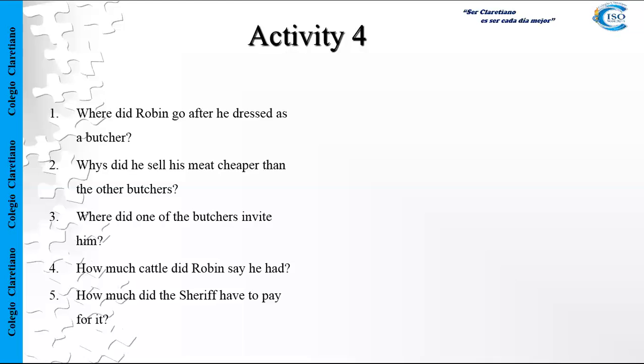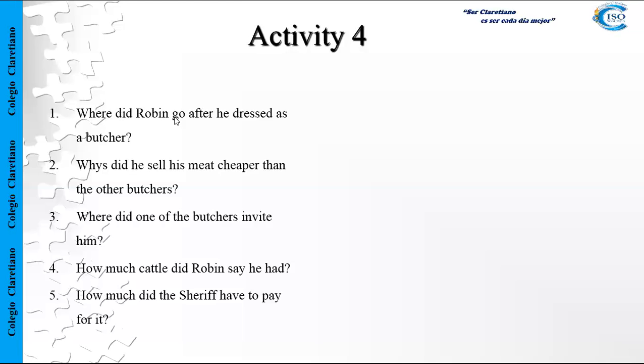He go to the feast for the bachelors. Okay, good try, Raider, but it's not correct. Raider, pay attention to the question. The question is, where did Robin go after he put on the apron, after he put on the hat? Okay, this is the question.